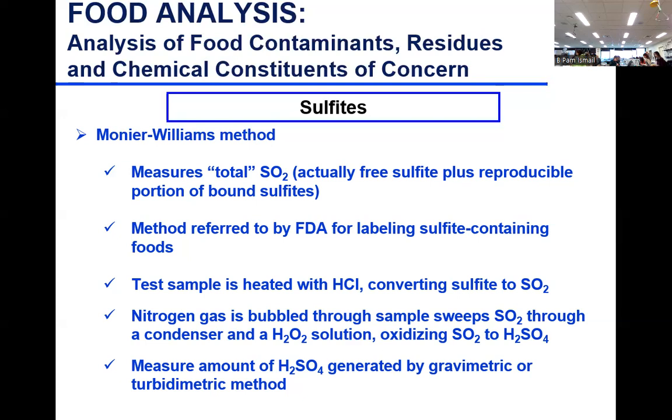From there, you oxidize it with peroxide to form H2SO4. So what do I remember from here? Acid to get SO2, then SO2 oxidized, with peroxide, you don't have to remember it, but say oxidized, to give you sulfuric acid. And then sulfuric acid is either measured by measuring turbidity or gravimetrically by weight. So these are the key things you want to remember.